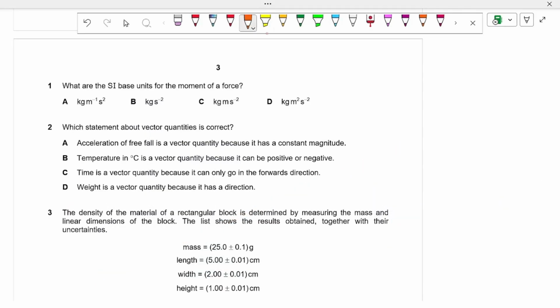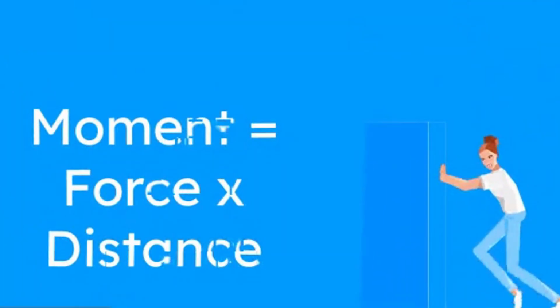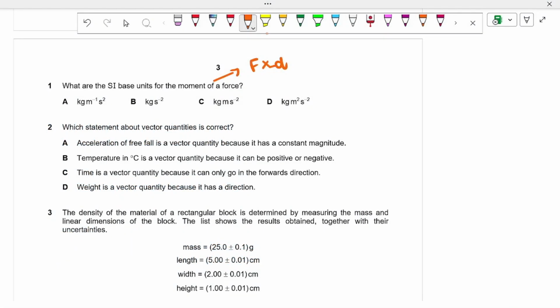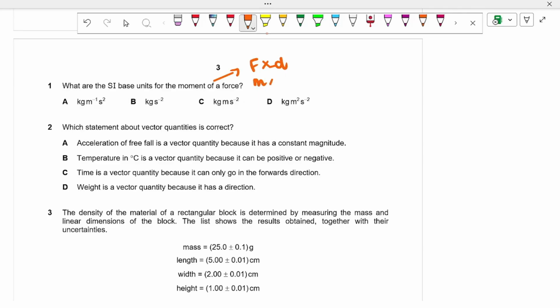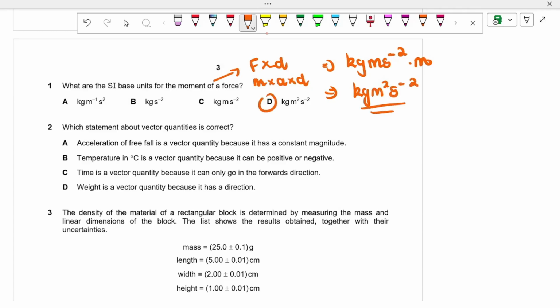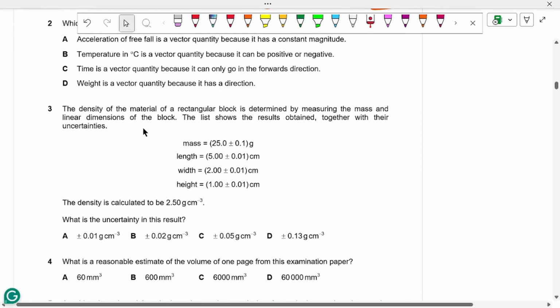So the formula for the moment of a force is the force itself multiplied by the displacement. But I know force is mass times acceleration. So here I'm going to have mass multiplied by acceleration multiplied by my distance d. My mass is kg, my acceleration is meters per second squared, and d is just m. Those multiply together and I get kg m squared s to the power of -2. Then I scan through my answers and the correct answer will be D. Hope that makes sense.